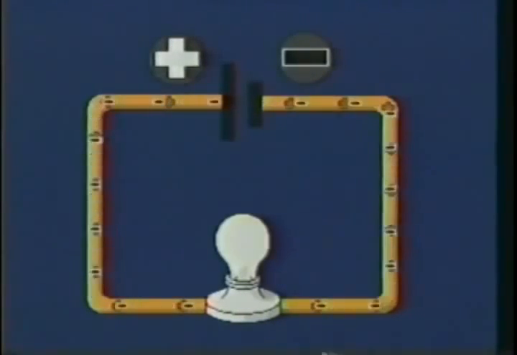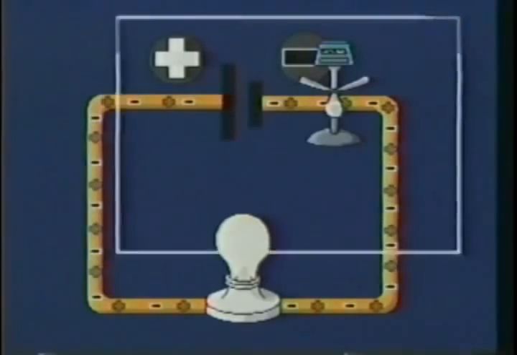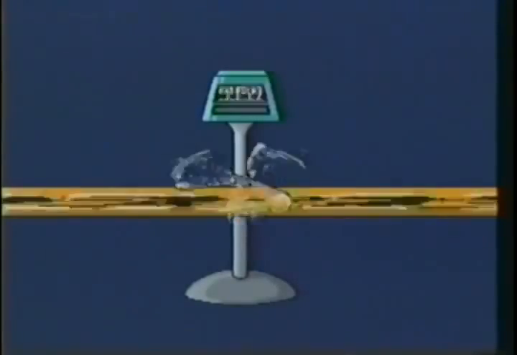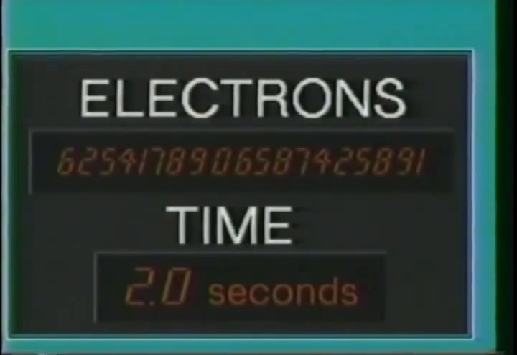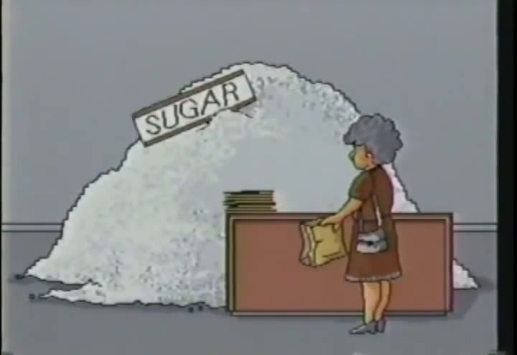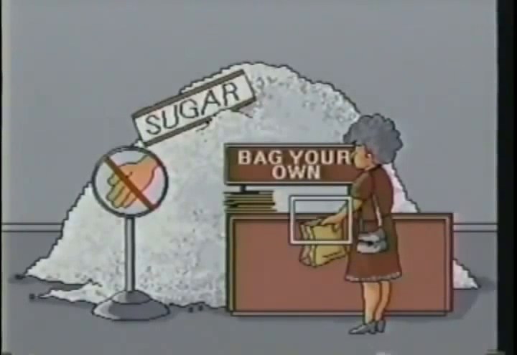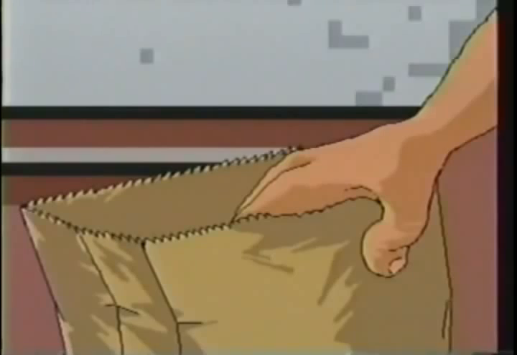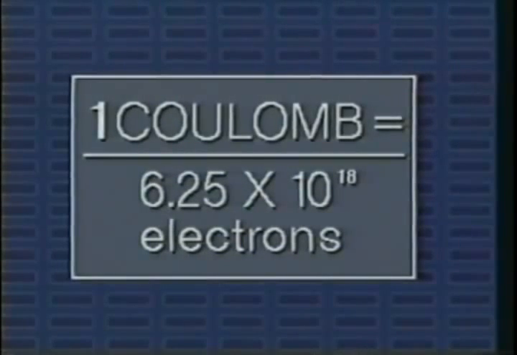But how do we express the amount of charge? Well, we might try to count the number of electrons that pass a specific point in a specific time. But electrons are so tiny that incredibly large numbers of them pass a given point in a short time. Counting electrons would be as ridiculous as trying to buy sugar by the grain. For this reason, instead of considering individual electrons, we consider groups of electrons, which we call coulombs. One coulomb is equal to a group containing 6.25 times 10 to the power of 18 electrons.